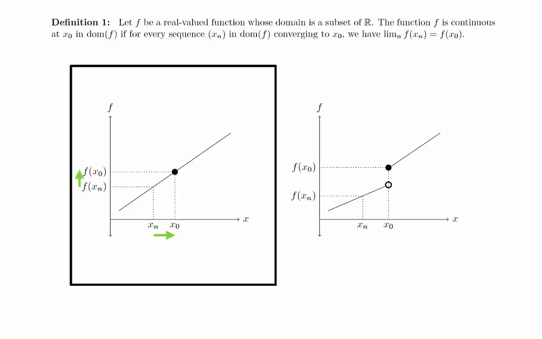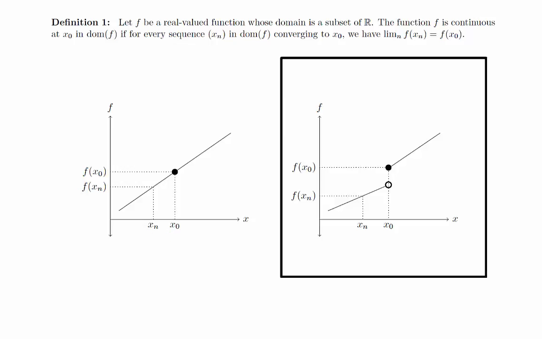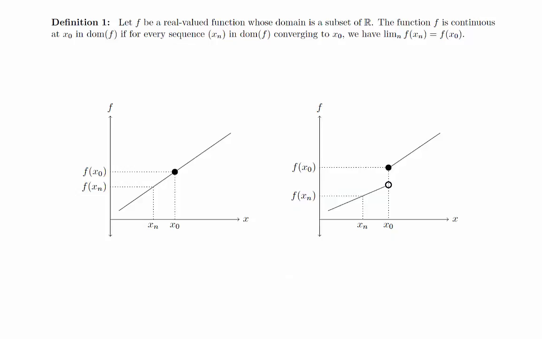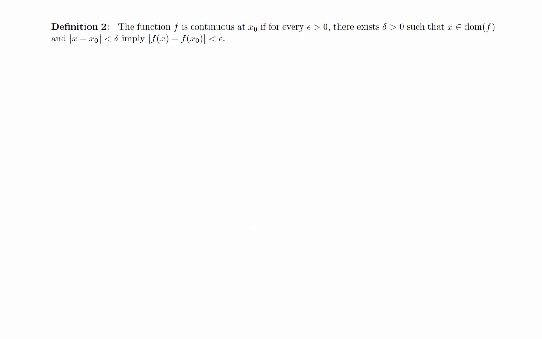f of x0. We can see what goes wrong if we look at the graph on the right. Here, as the values x sub n approach x0 from the left, the values f of x sub n are going to hit a ceiling and never get close to f of x0. There will always be a gap there. This is the basic idea of continuity using sequences. We can understand continuity without needing to use sequences.